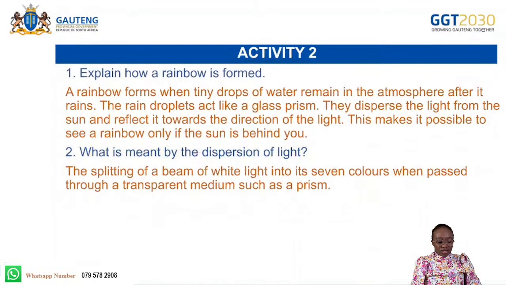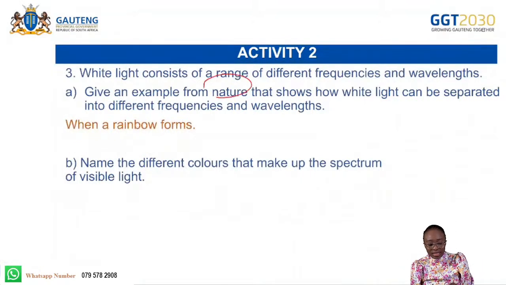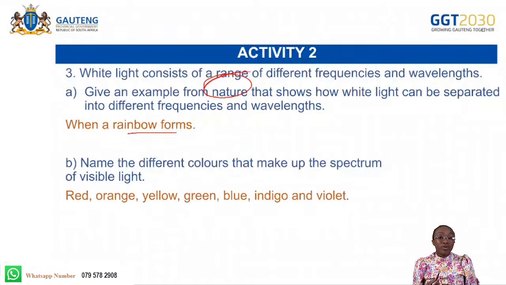Welcome back. Let's answer question 3. White light consists of a range of different frequencies. A. Give an example in nature that shows how white light can be separated into different frequencies. The key word here is in nature, and this is when a rainbow forms. It is all natural. B. Name the different colors that make up the spectrum of visible light. They are red, orange, yellow, green, blue, indigo, and violet. Please take a minute to copy down these corrections.